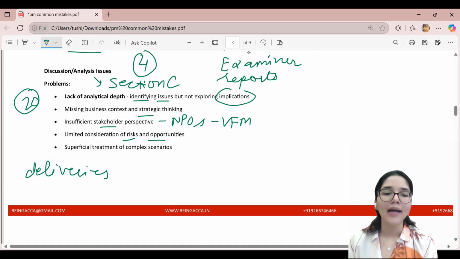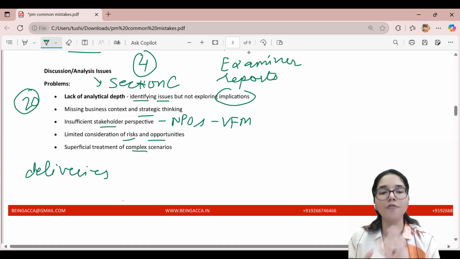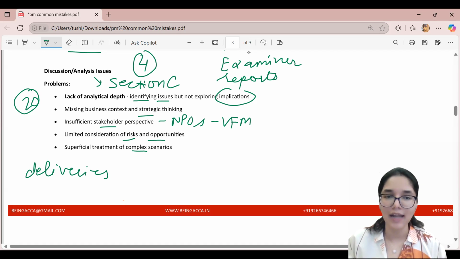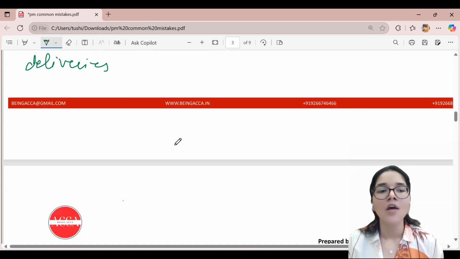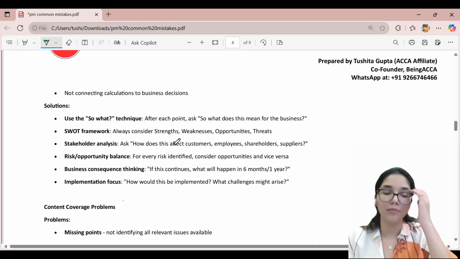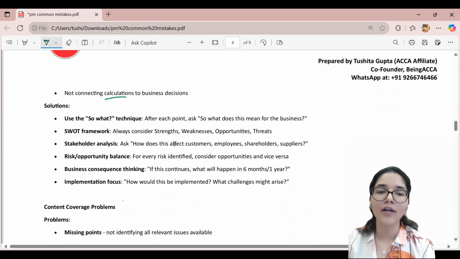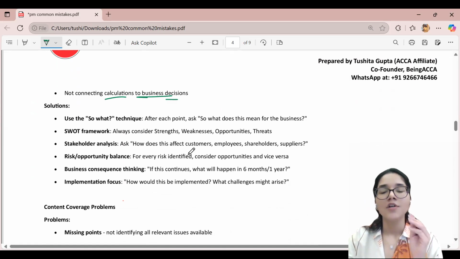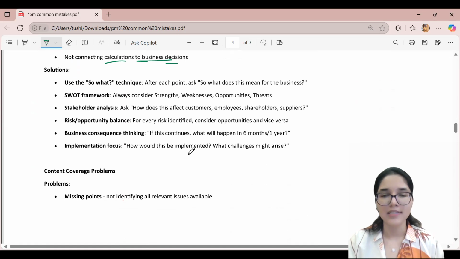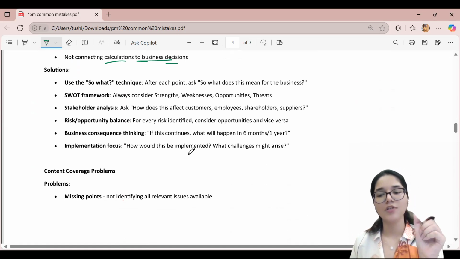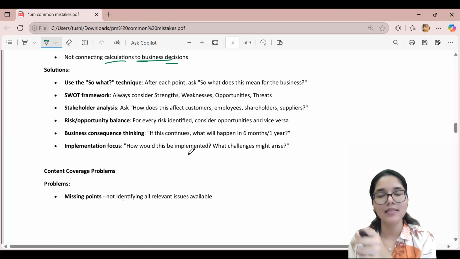That's the problem. Another problem that we see is that in complex scenarios, you are not able to think of all the possible things which can actually vary because of this. Another problem, before I move to the solution, is you are not able to connect your calculations to the decisions of the business. So let's suppose it is a make versus buy question, you have calculated the ranking that, okay, first we should produce this thing internally, second this thing, third this thing.